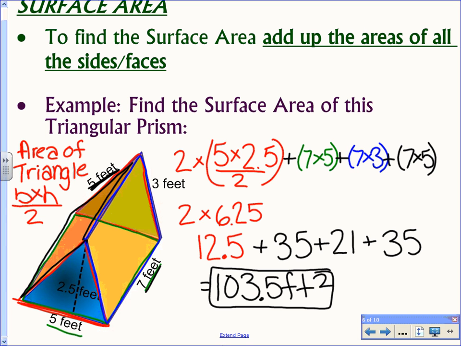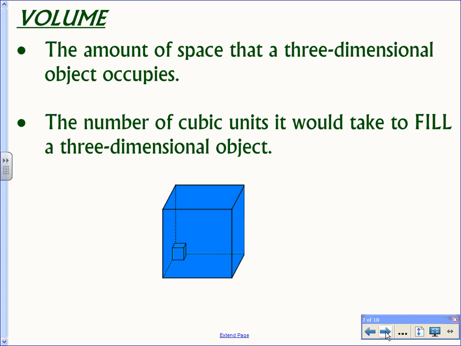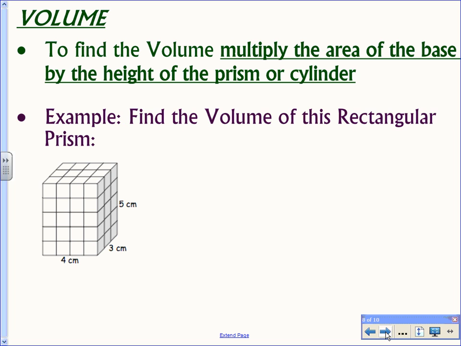The next concept we're going to talk about is volume. Volume is the amount of space that a 3-dimensional object occupies. The number of cubic units it would take to fill a 3-dimensional object is what you find when you find volume. A good example of finding volume would be filling up a pool with water, figuring out how much water you would need, or filling up a box with cereal and figuring out how much cereal you need. Anytime you're filling an object.